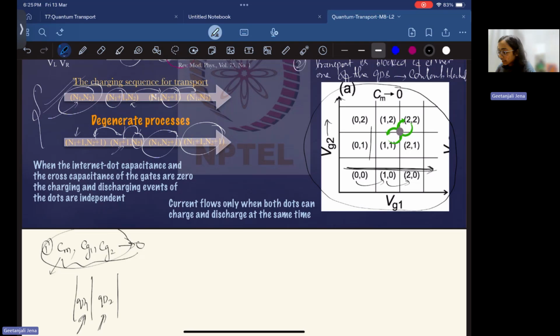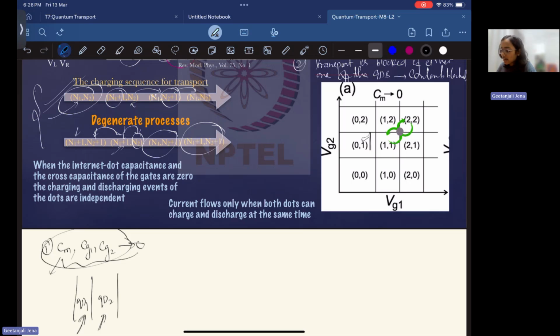Similarly, if you look at the vertical direction, Vg1 remains constant because they are independent. Only by varying Vg2, the number of electrons on quantum dot 2 is changing from 0 to 1 and from 1 to 2. Okay, now this is fine. We have a square lattice and we can see how electrons are getting added by Vg1 in quantum dot 1 or by Vg2 in quantum dot 2.